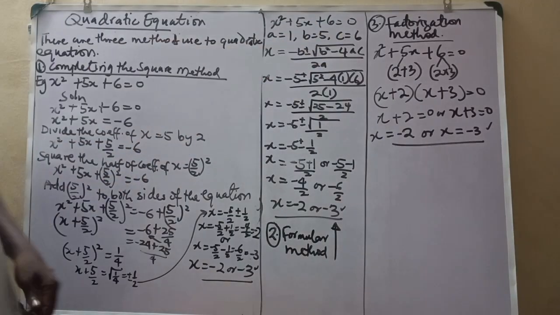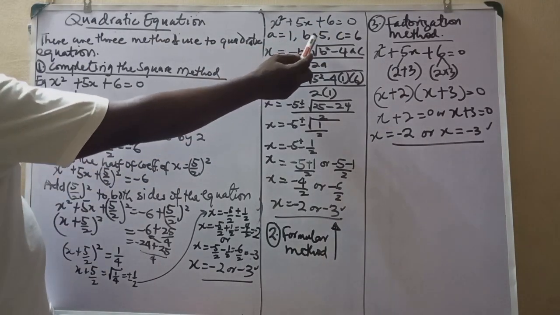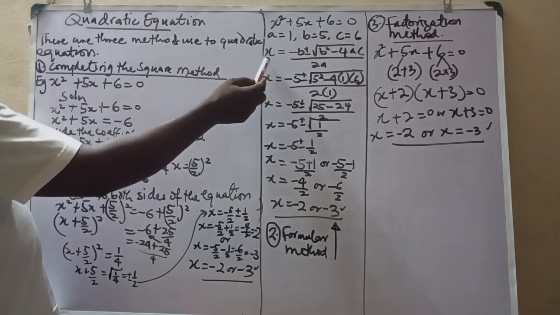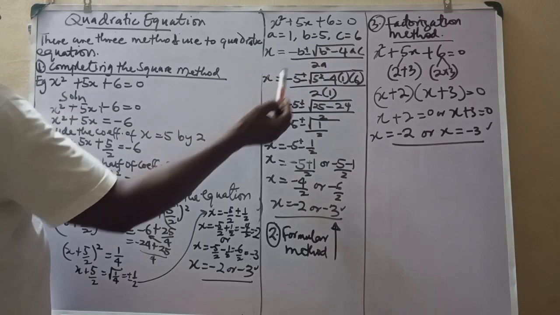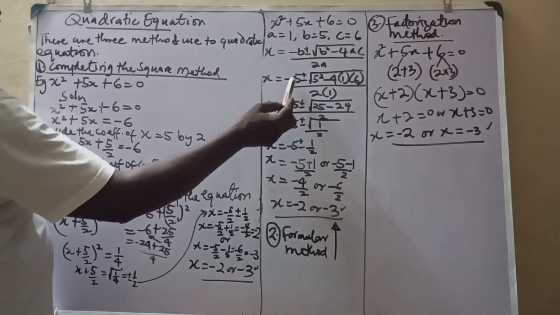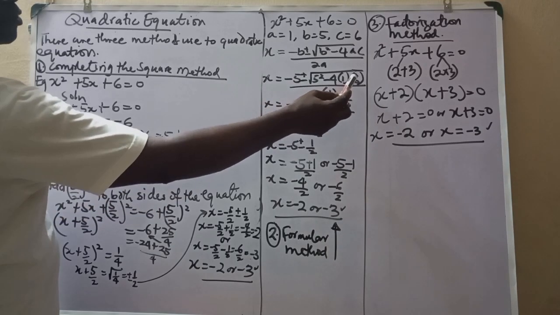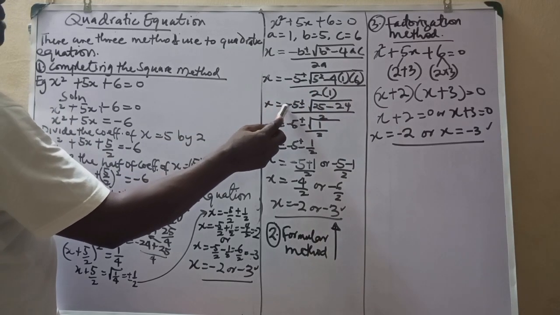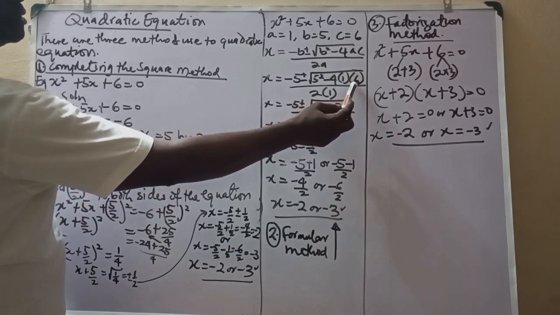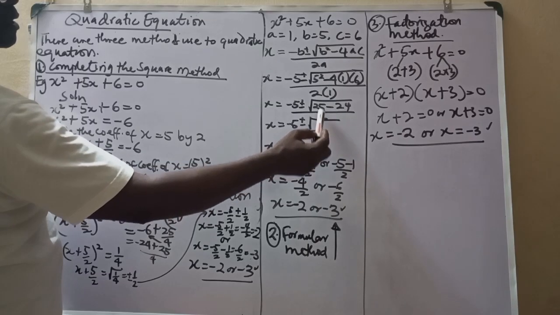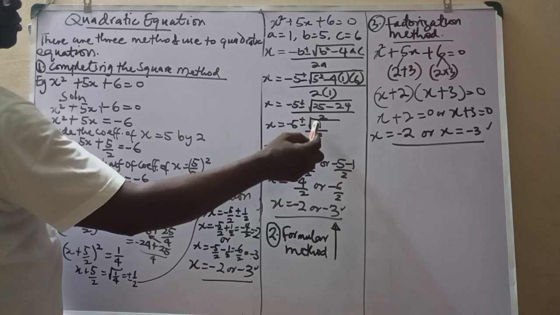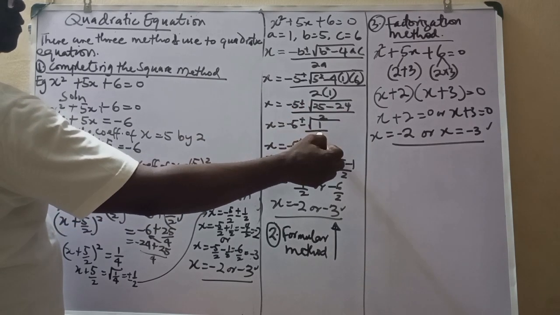Then we'll now apply our formula. Anywhere you see a, you put 1. Anywhere you see b, you put 5. Anywhere you see c, you put 6. So here you discover that this is now the formula. X is equal to minus 5, which is our b, plus or minus the square root of 5 squared, 25, minus 4 times 1 times 6, which is 24, all over 2 times 1, this is 2. So x equals minus 5 plus or minus the square root of 25 minus 24, which is 1, over 2.